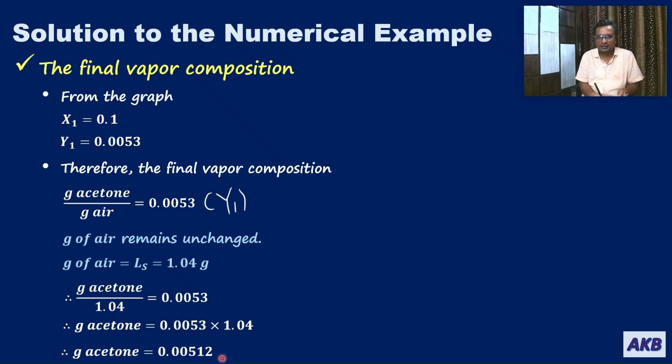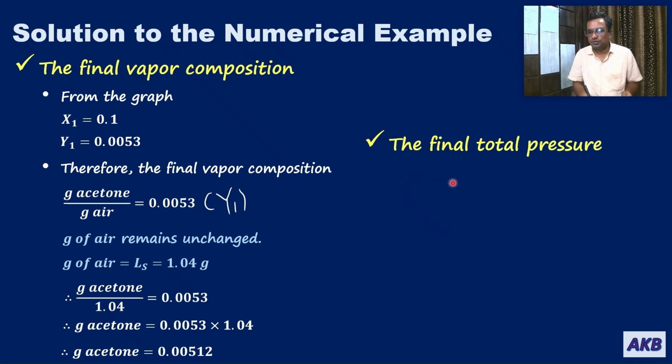So finally, the final vapor will contain 1.04 gram of air, which has remained unchanged, plus it will contain 0.00512 gram of acetone in it. So that is the answer to the first question. Now let us get the answer to the second question, which is the final total pressure. For that, we again will use the value of Y1.